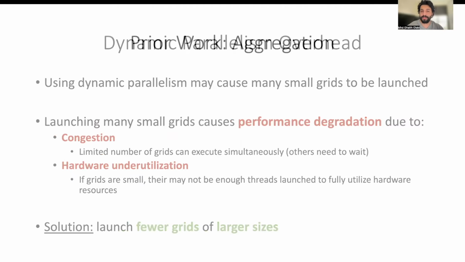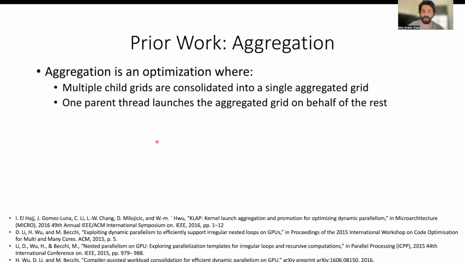Prior work had been done to address this, and we namely mention aggregation. Aggregation is an optimization whereby multiple child grids are consolidated into a single aggregated grid, and then one parent thread does the launch instead.